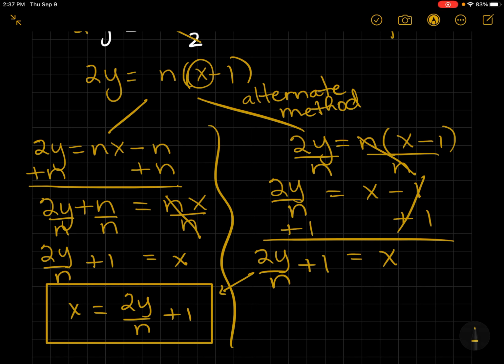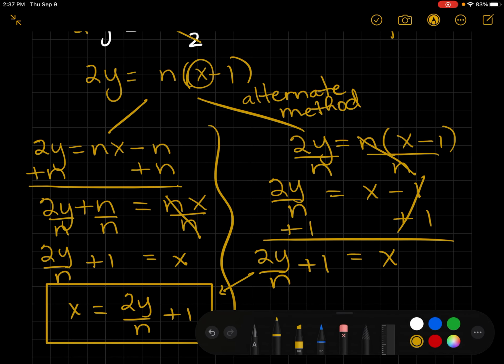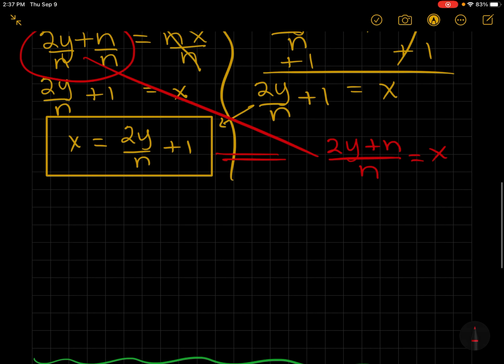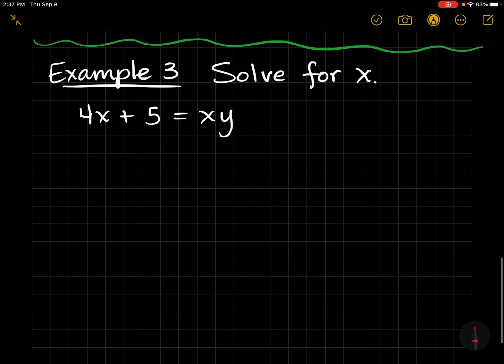Another way we could have written this answer, and let me change colors just so I don't confuse anyone, when we were right here, we could have written it all over n. So that's another way of doing it, and these are all equivalent. That's the same thing, okay? Let's look at the next problem.